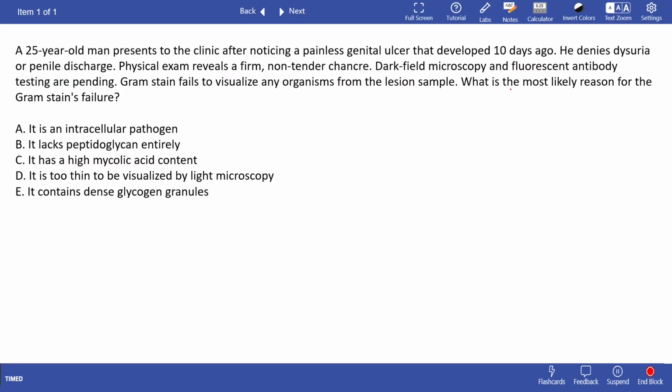All right, so what is the most likely reason for Gram stain's failure? The 25-year-old man presents to the clinic after noticing a painless genital ulcer that developed 10 days ago. He denies dysuria or penile discharge. Physical exam reveals a firm, non-tender chancre. Dark field microscopy and fluorescent antibody testing are pending. Gram stain fails to visualize any organism from the lesion sample.